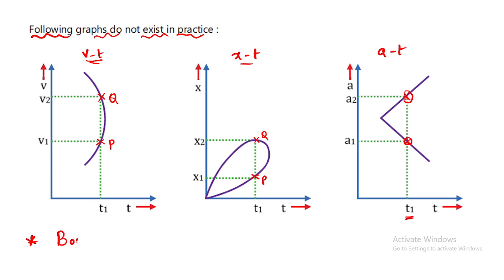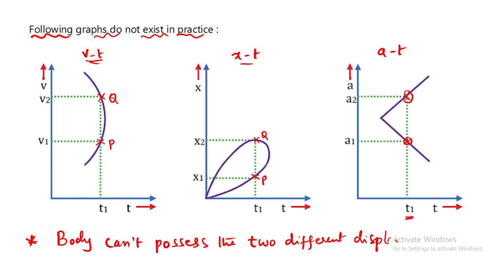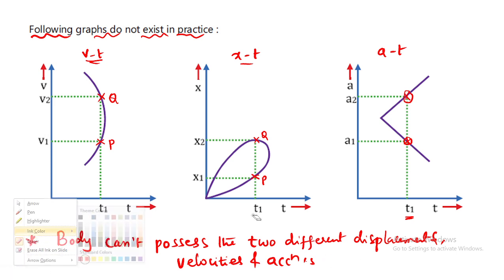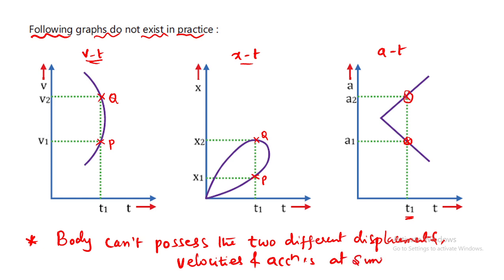So what can I write here? A body cannot possess two different displacements, velocities and accelerations at the same time. Right? Is it clear? No doubt.